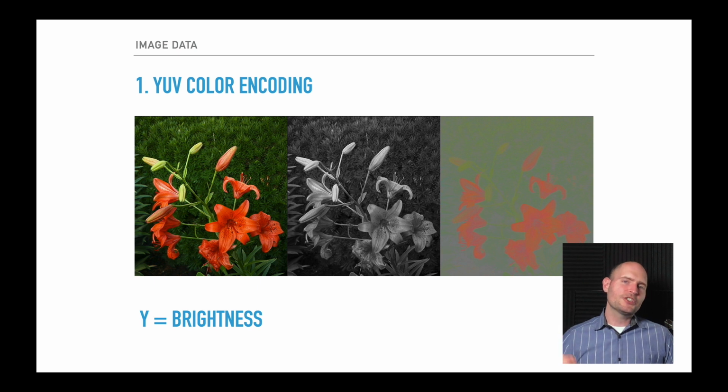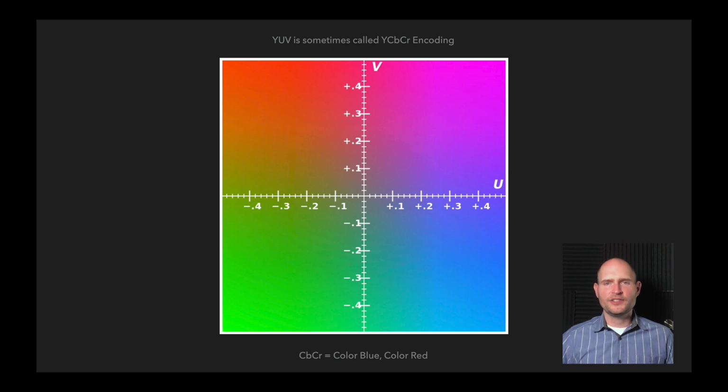The first color channel that is handed to you is just the brightness value. Then the other two channels represent the color. So these color values are actually coordinates on this UV color space, the amount of blueness and the amount of redness. That's why sometimes YUV is called YCbCr, chroma blue, chroma red.